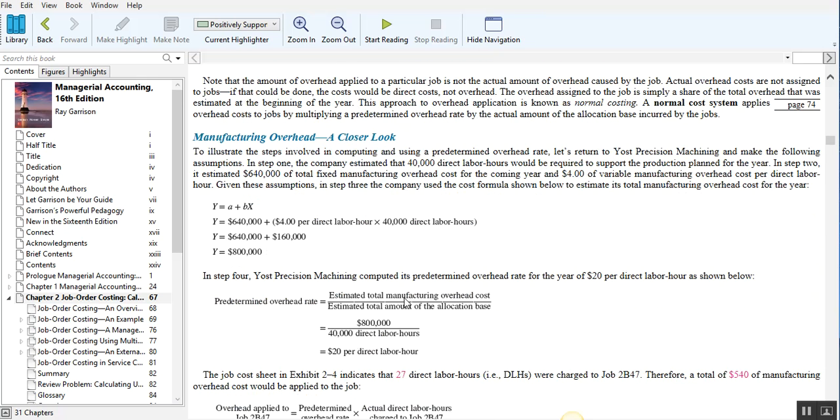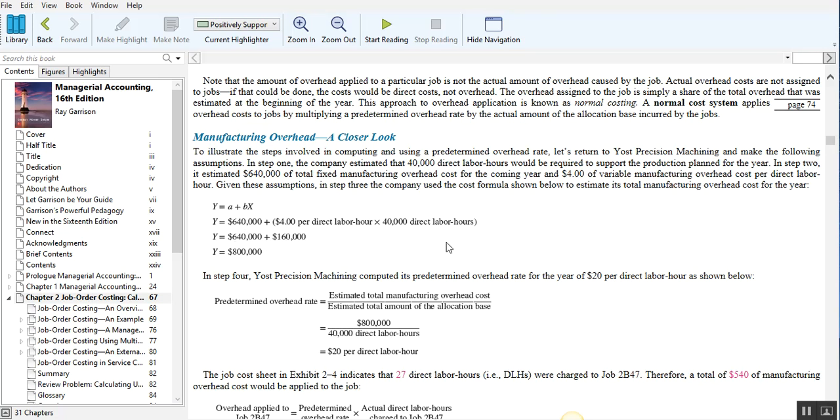Here's a calculated amount for actually walking through that cost formula. You have a company that has $640,000 in total fixed manufacturing overhead costs and $4 of variable manufacturing overhead costs per direct labor hour. Given those assumptions, use the cost formula to estimate total manufacturing cost for the year. So we're going to work that out.